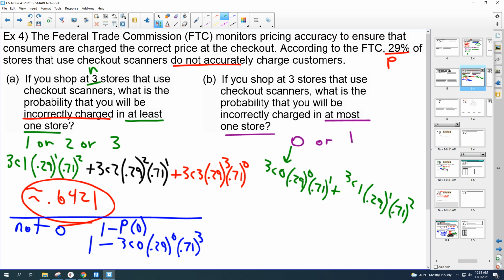You add those two probabilities up. I'm going to leave it to you to plug that in on your calculator. This is going to be about 0.7965.